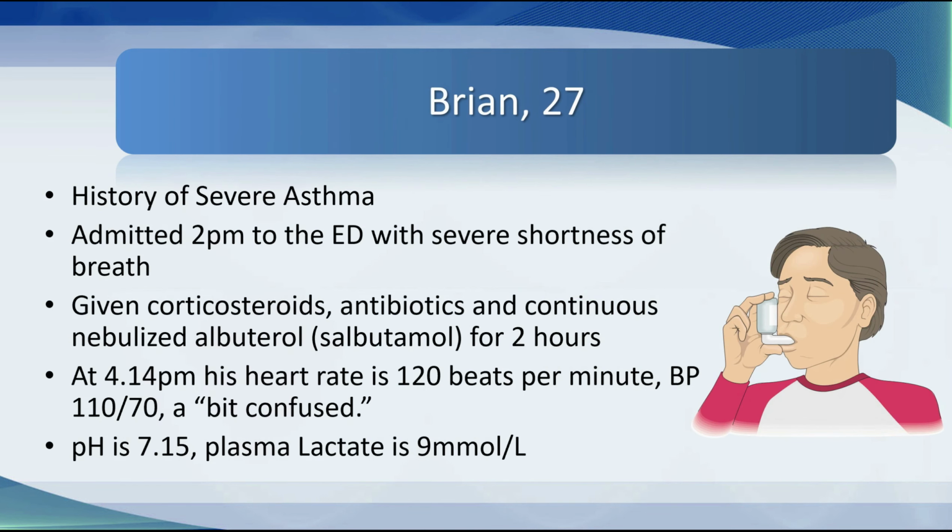The second case is Brian, who's 27, who has a history of severe asthma. He was admitted at 2 p.m. to the emergency room with severe shortness of breath. He was given corticosteroids, antibiotics, and continuous nebulizers. That nebulizer contained albuterol or salbutamol, and that went on for 2 hours. At 4:14 p.m., his heart rate is 120 beats per minute, his blood pressure is 110/70, and he's a little bit confused. A blood gas is performed, his pH is 7.15, and his plasma lactate is 9 millimoles per liter.